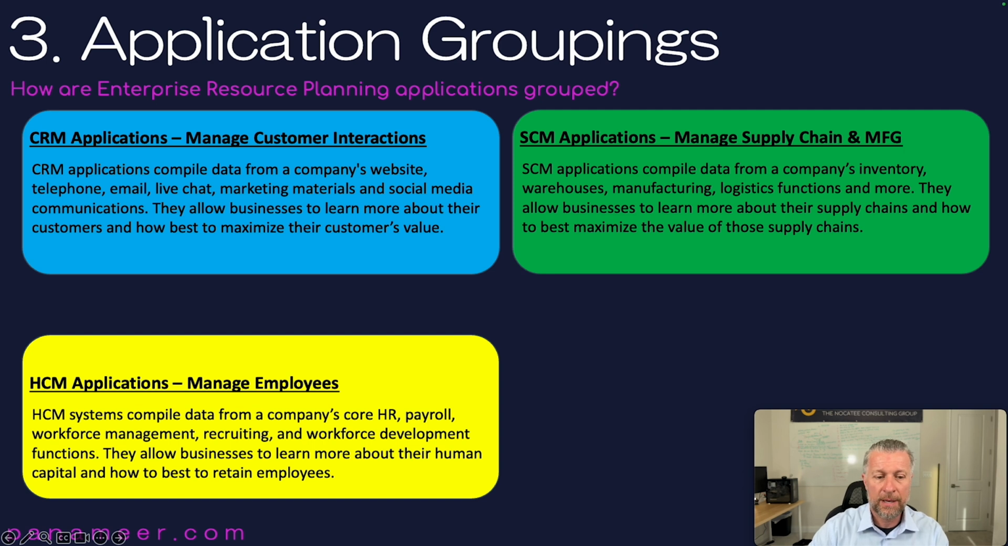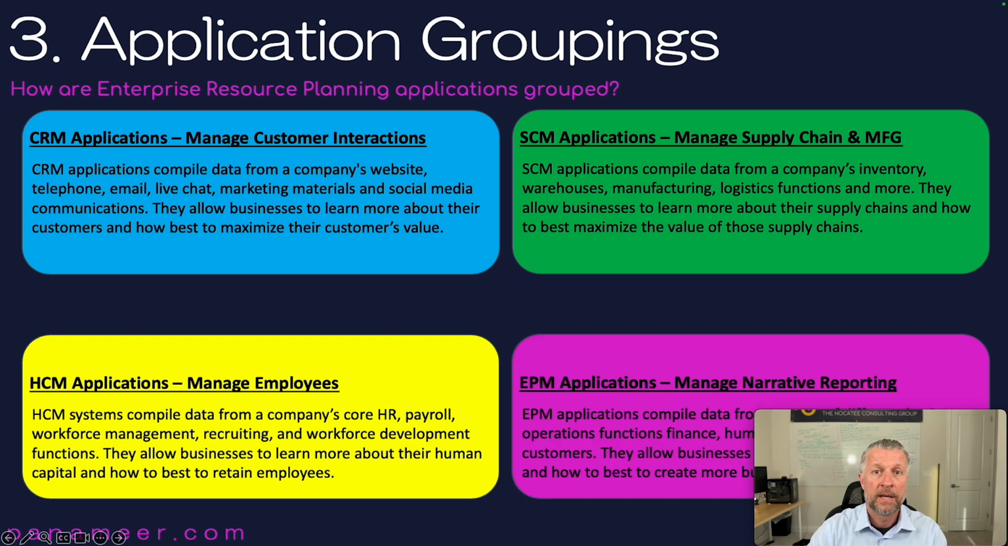Next, you have HCM applications or human capital, think HR, hire, fire applications. And so as you would expect, they allow businesses to manage people, and they also allow them to derive value from the information related to managing those people. Next up, you have EPM applications. So those manage what's called performance reporting or narrative reporting. So they're specific applications, a separate type of database, in order to manage the performance of the different functions. And so EPM will cross the different, if you will, pillars or groupings of applications.